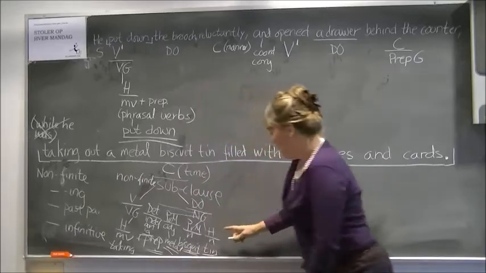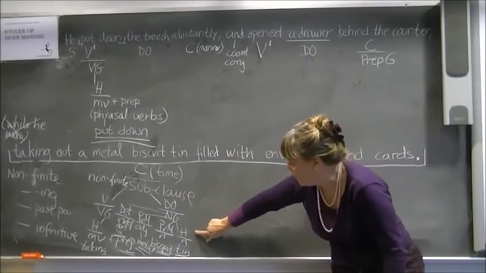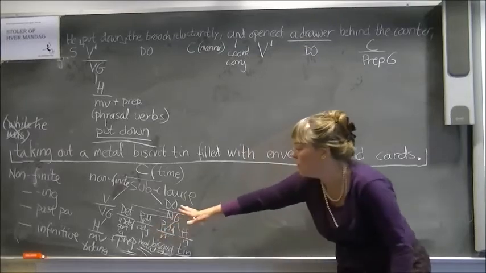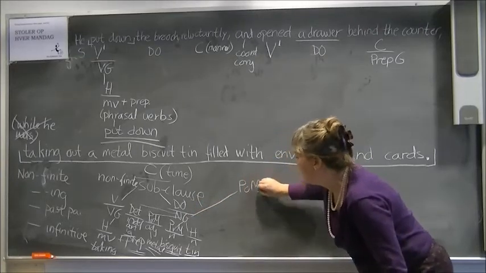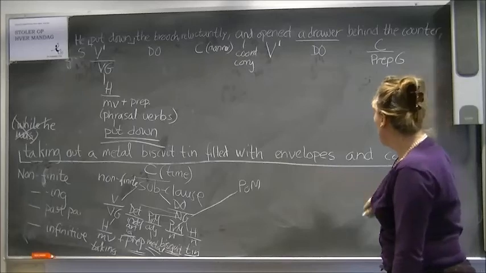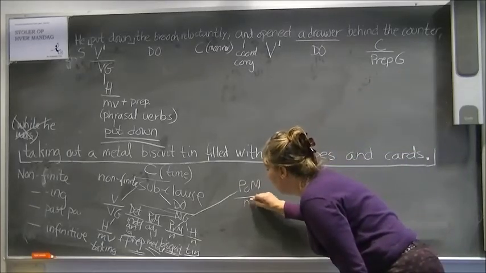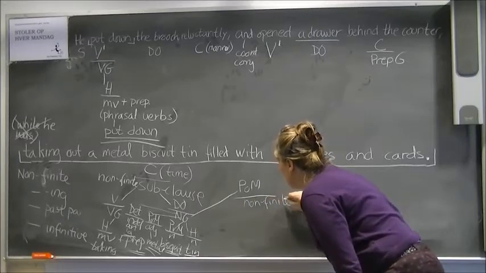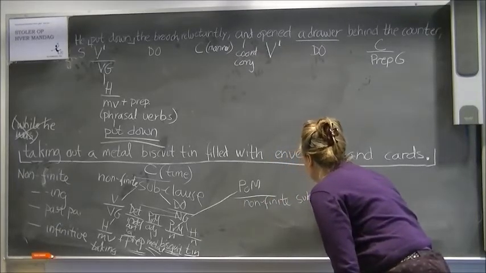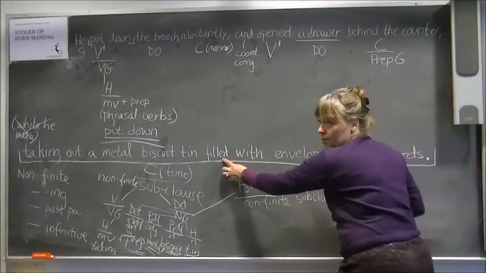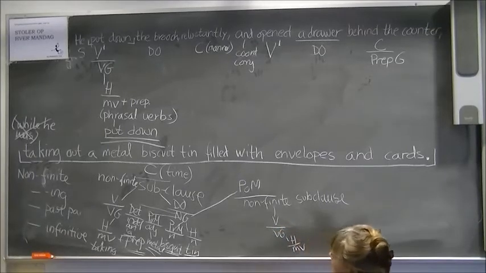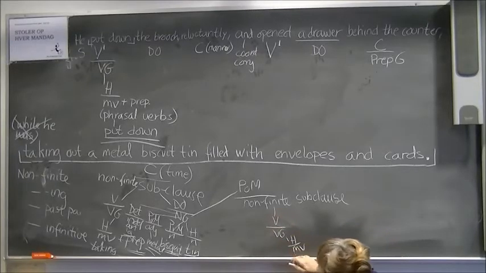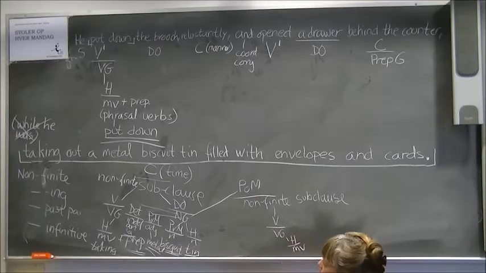And then we have something that describes the tin after the head, because the biscuit and the metal were before the head, so they are called pre-modifiers. But we have something after the tin, so that must be a post-modifier, filled with envelopes and cards. And that's actually another non-finite sub clause. It's a sub clause because it has a verbal, and it only has a main verb. And in this case, it is the past participle. It means which was filled.